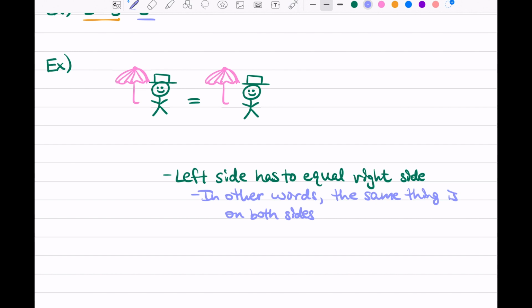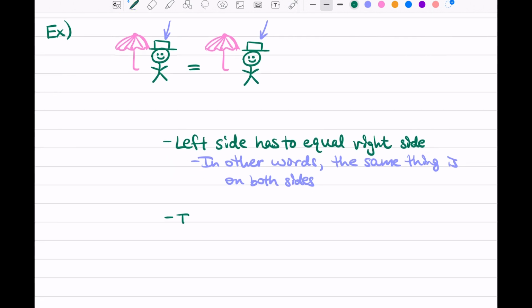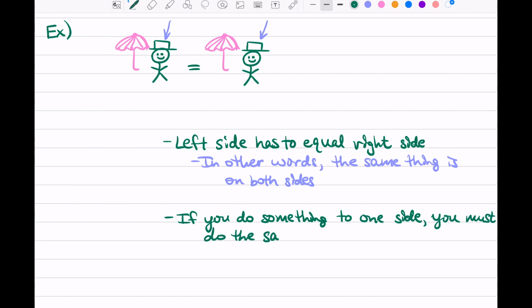So we had a person, and we gave him an umbrella. And so we had to give the person on the right an umbrella, because we needed to make sure the same thing was on both sides. When we added this hat right here, we needed to add a hat over here. For an equation, if you do something to one side, you must do the same thing on the other side.